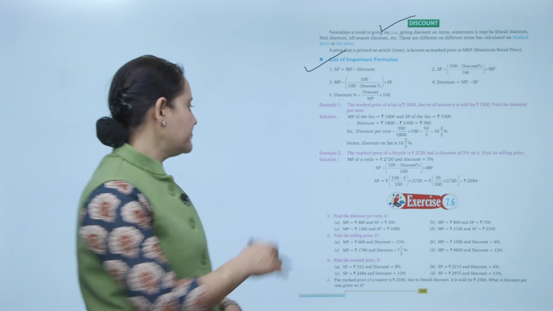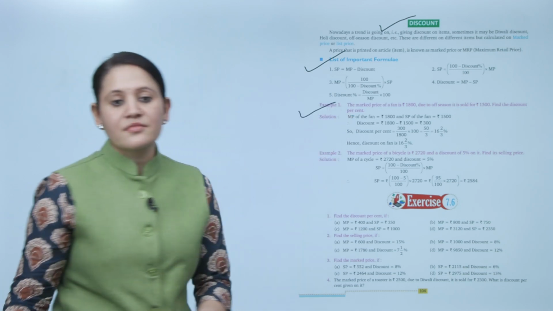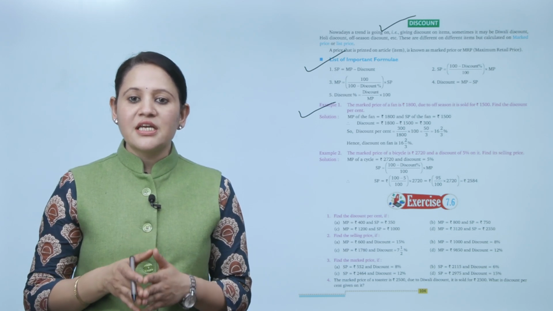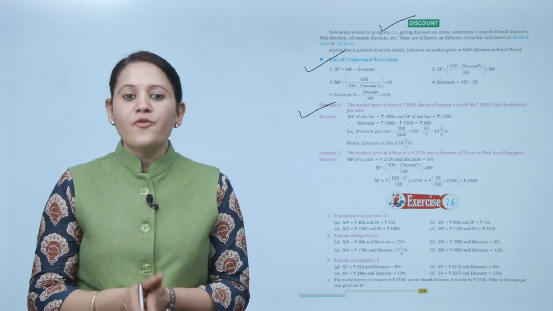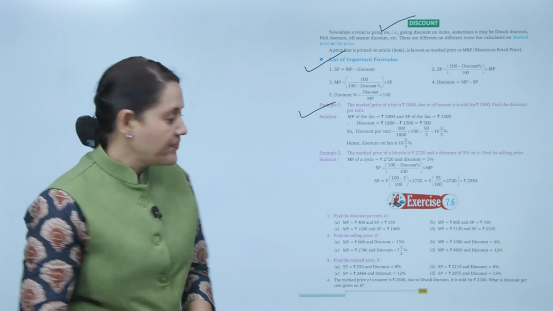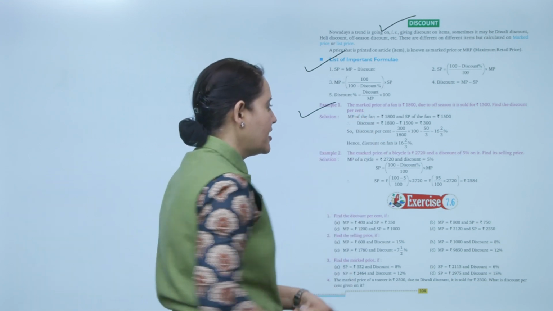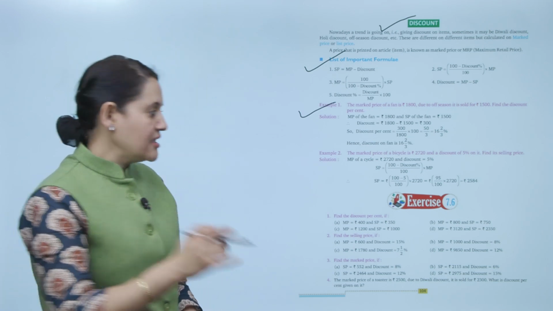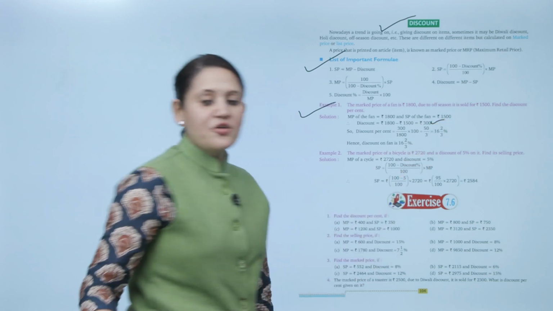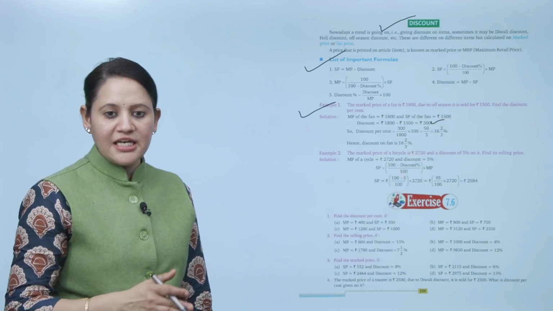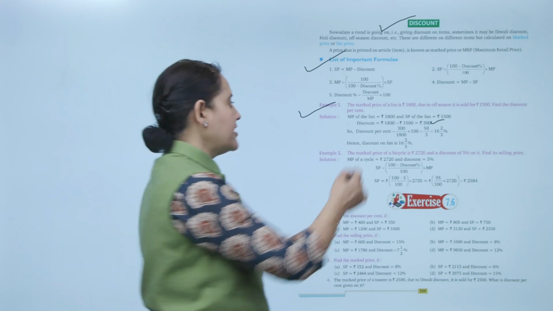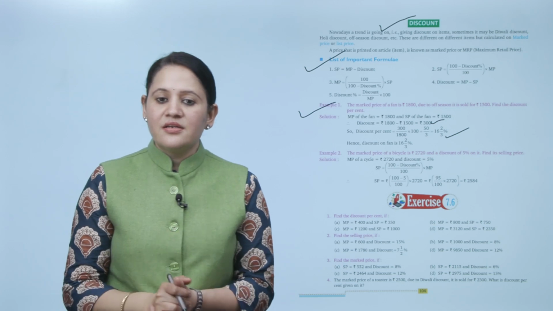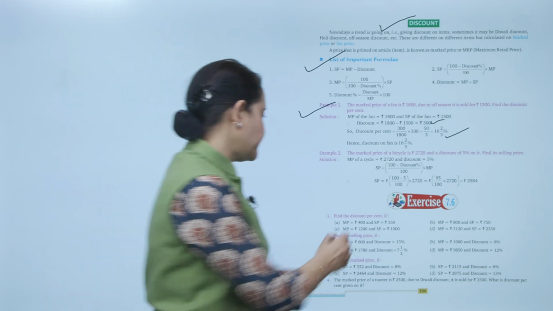Now I'll take an example. The mark price of a fan is rupees 1800. Due to off season, it is sold for rupees 1500. Find the discount percentage. Mark price, that is 1800, and the SP is 1500. Means discount 1800 minus 1500, that is 300 rupees का discount दिया गया है. Discount percentage equals to हो जाएगा 300 upon 1800, that is mark price, into 100, that is equals to 16 2/3%. Clear?